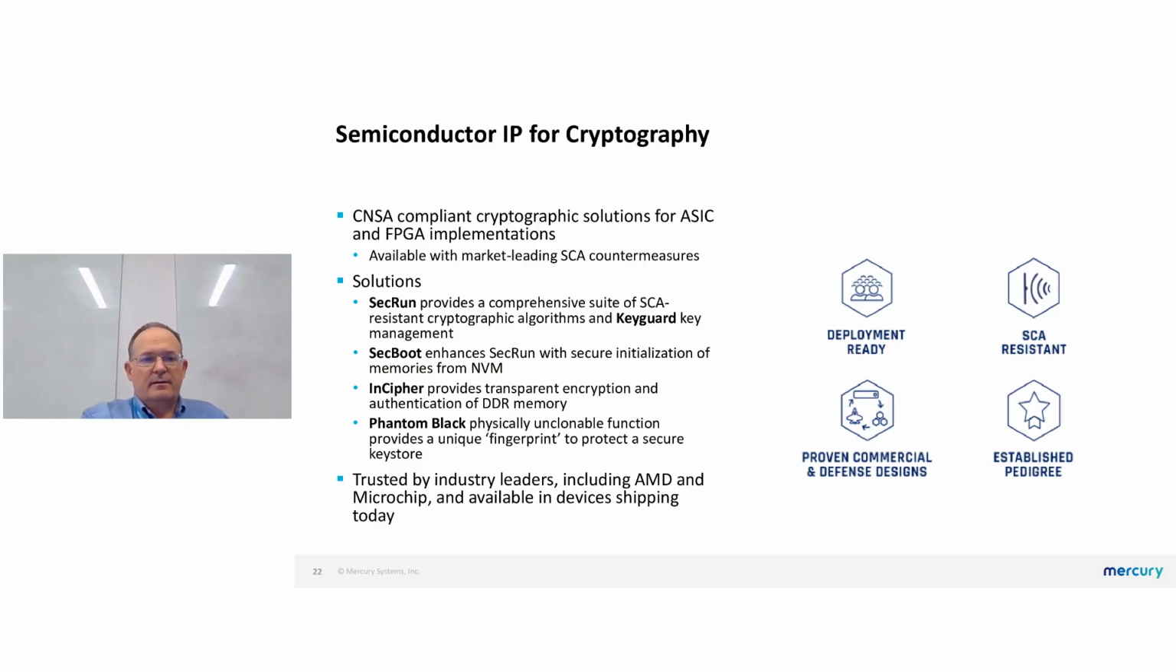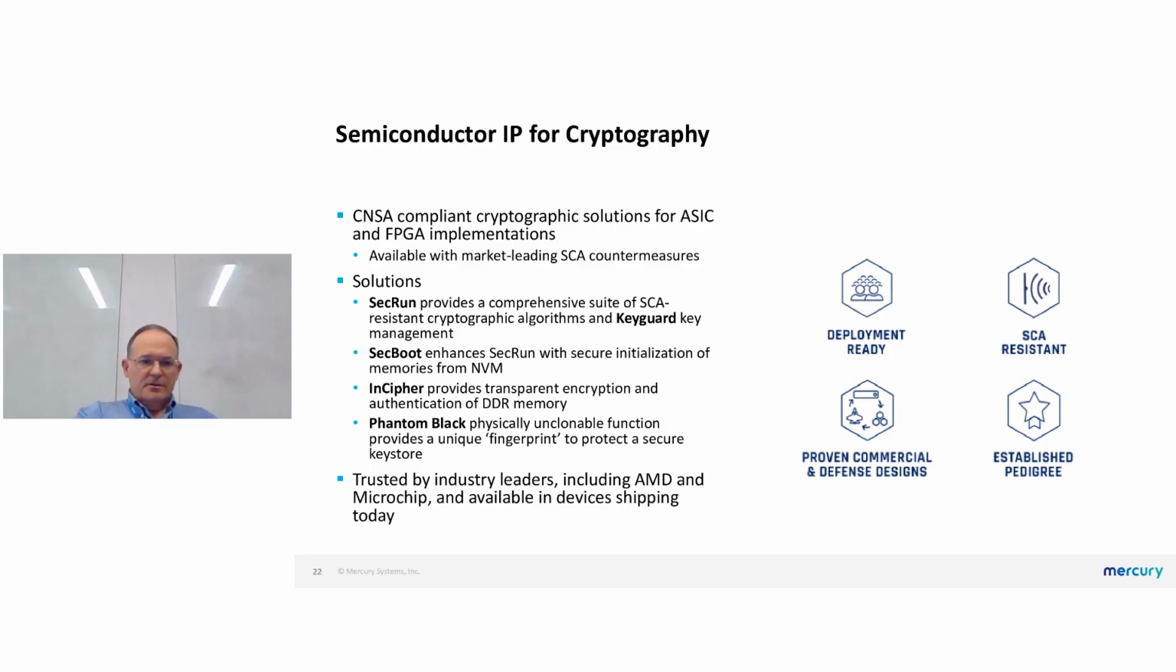Mercury is a leading supplier of semiconductor IP, that is designs for FPGA and ASIC circuits. These cryptographic solutions are available with Mercury's market-leading side channel attack countermeasures, and are trusted by industry leaders such as AMD, which uses them in its Versal family, and Microchip, which uses them in its PolarFire family. And those devices are shipping today. So that is an example. And there are many others who also trust Mercury to deliver these solutions tailored for their particular use cases.